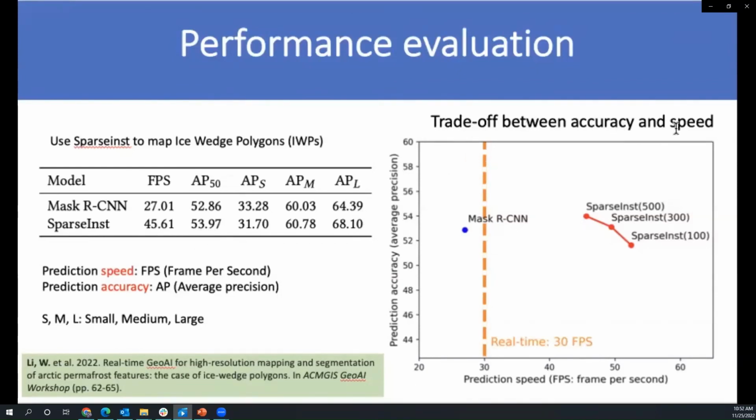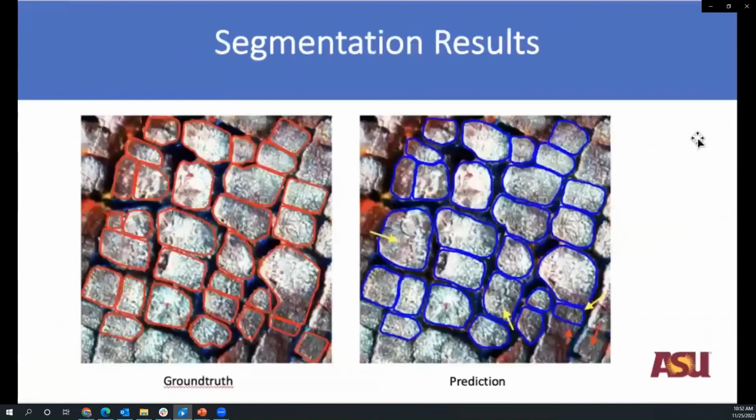We also draw a trade-off curve between accuracy and speed. For a model to be considered as achieving real-time performance, its inference speed needs to be faster than 30 FPS. And Mask RCNN is here, so it's not yet real-time. We also run the Sparse Instance model with different configurations in the hope to further push up the speed. But as you see, as the speed increases, we have to sacrifice some of the accuracy. So this is always a trade-off between accuracy and speed.